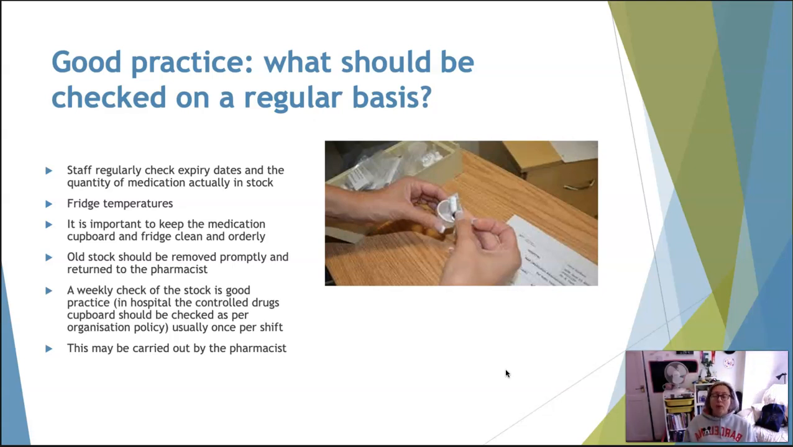Any old stock which is unneeded should be returned to the pharmacist. And a lot of policies and procedures within your areas might be that weekly stock checks are taken. It might be that these are taken once per shift, or once per week. And again, they might be carried out by the pharmacist, or they might be carried out by the general staff within that area of work.